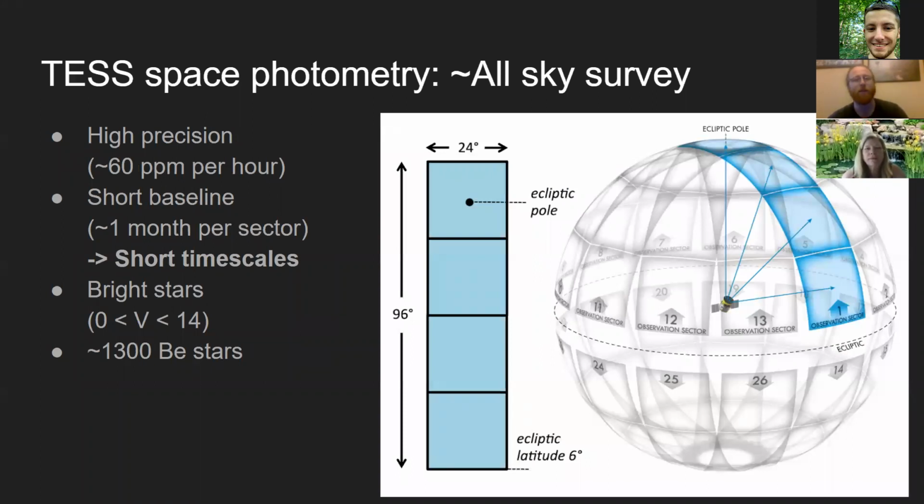I'll mostly talk about space photometry from the TESS survey. Of course, it's space photometry, so it's very high precision. The downside of TESS is that it only observes sectors for about 1 month at a time, so we're limited to shorter timescales. But on the plus side, it covers basically the entire sky. I think something like 80% of the sky has already been observed by TESS. The field of view is enormous. It sees lots of stars at once, and you can extract very precise photometry from the TESS images.